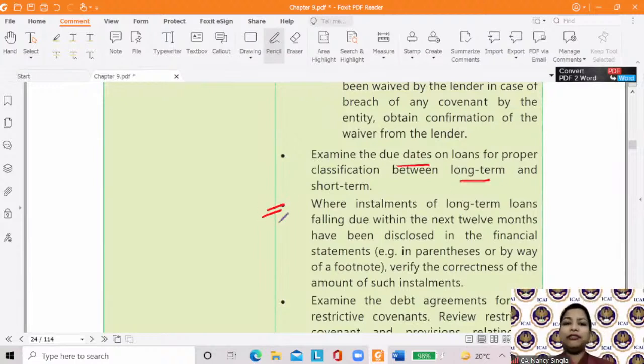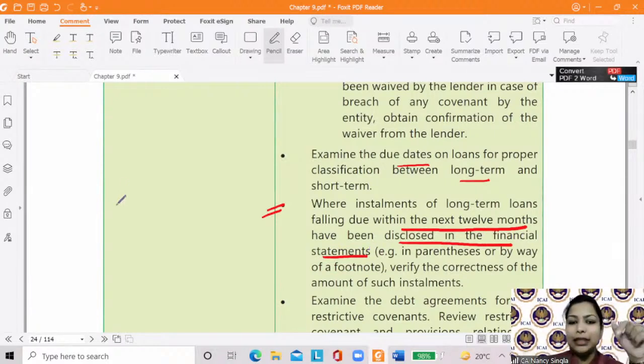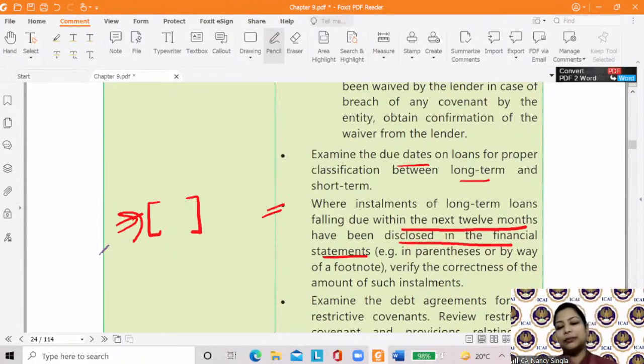And one more thing, see, if any long term debt is there with respect to which any of the installments is to be paid within the next 12 months, okay? It is a requirement that the company is required to disclose in the financial statement in parenthesis. What is parenthesis? These kind of brackets. So the organization needs to specifically show that this much amount of installment is to be paid within the next 12 months. Parenthesis, you will come across this word a number of times in this chapter.